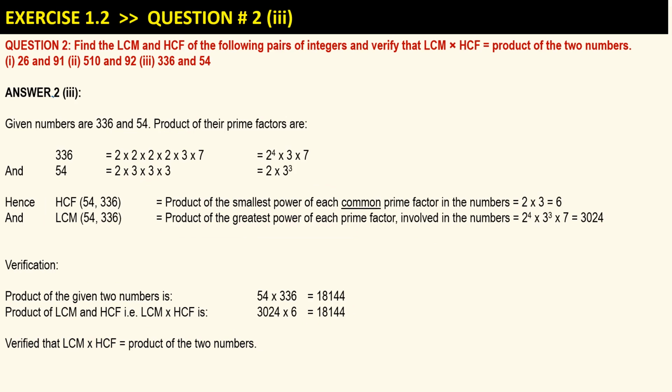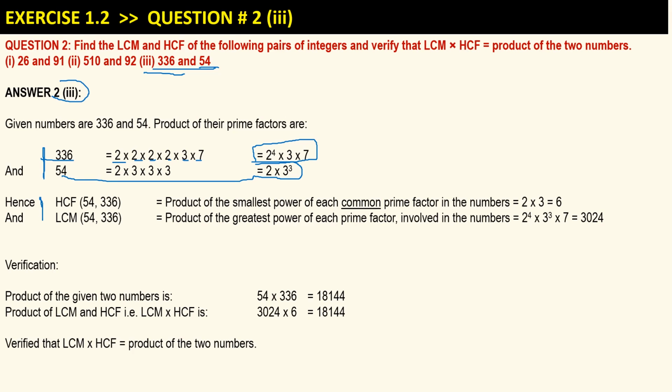Now let's get to the part 3, which is the two numbers given to us are 336 and 54. Let's try to find their HCF and LCMs. So if we factorize 336, we get 2, 2, 2, 2, 3 and 7. That is equal to 2 raised to the power 4 multiplied by 3 multiplied by 7. And the 54 in that case gives us 2 multiplied by 3 raised to power 3.